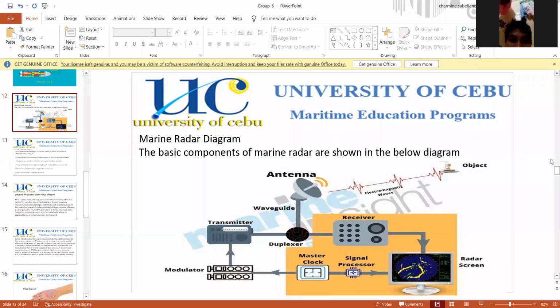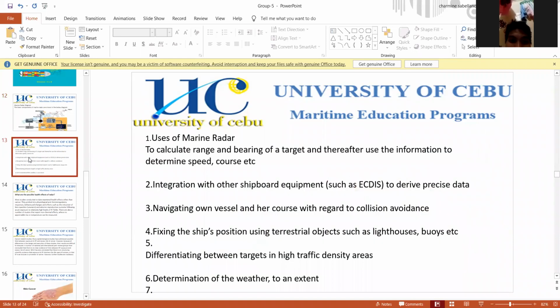Next. Uses of marine radar. So the use of marine radar is to calculate range and bearing of a target and thereafter use the information to determine speed, course, etc. So if you can see an object far away, in the radar you can actually get the bearing and the range of the specific target that you are tracking.